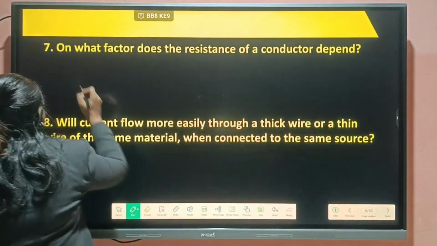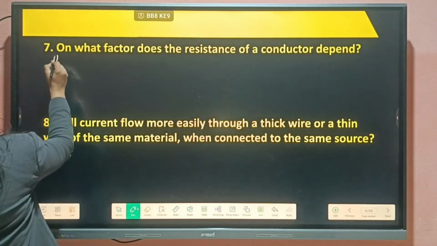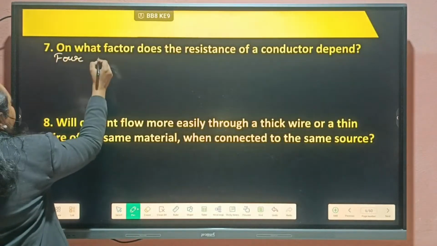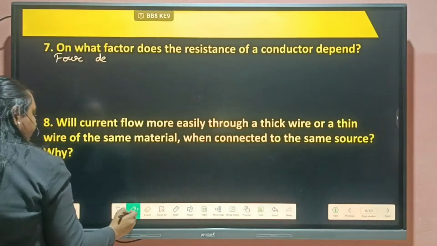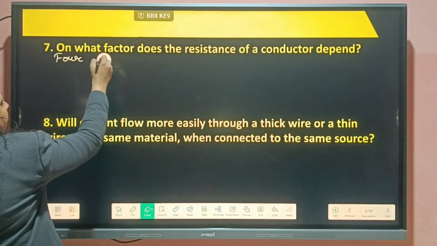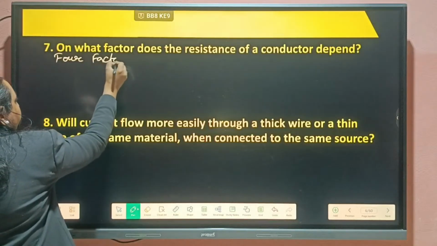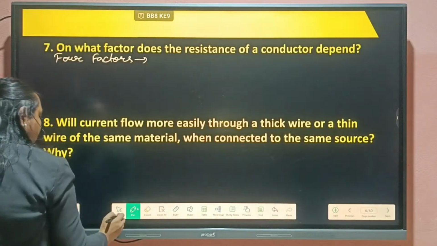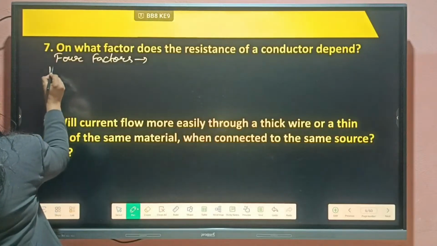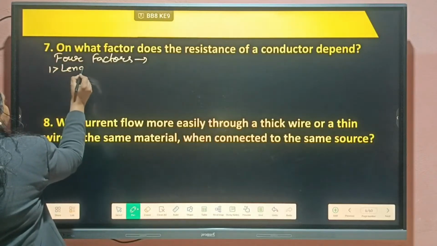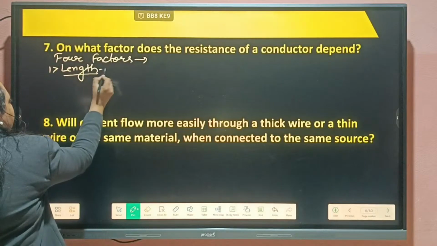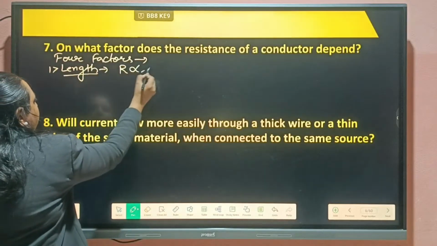So on which factors does it depend? It depends on 4 factors. ठीक है, 4 factors are there on which the resistance of a conductor depends. Which factors are these? Number 1, we have length. ठीक है, so R is directly proportional to L.